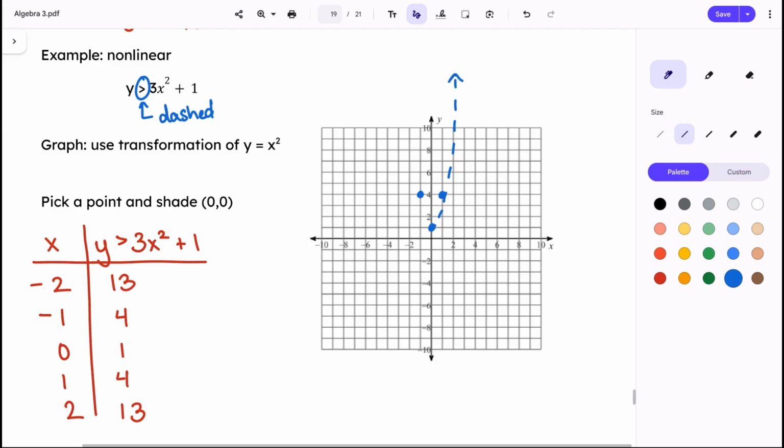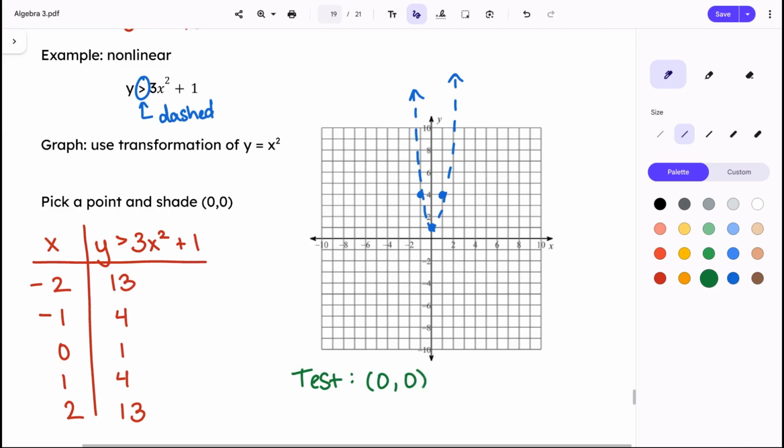And make sure you have it go up. You don't want it to just stop at that point. Okay, we still need to test a point. Again, if I can use 0, 0, I'm going to. This graph does not hit that point, so it's still good for me to use.